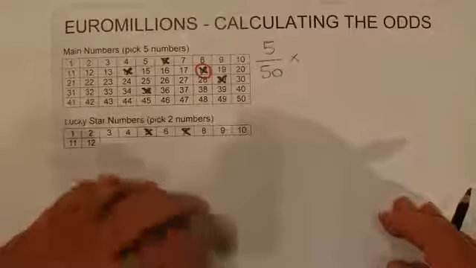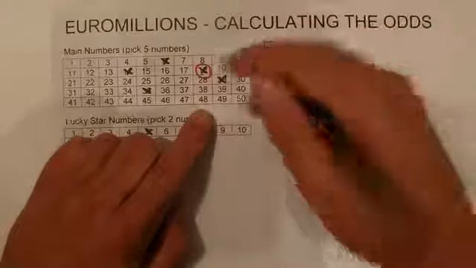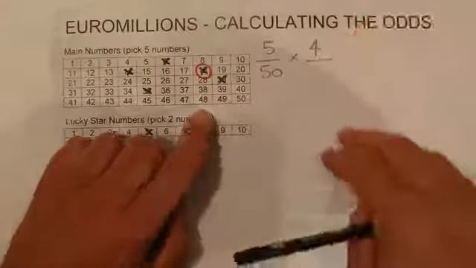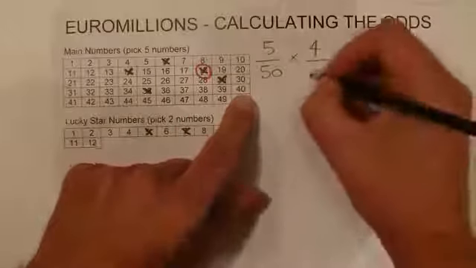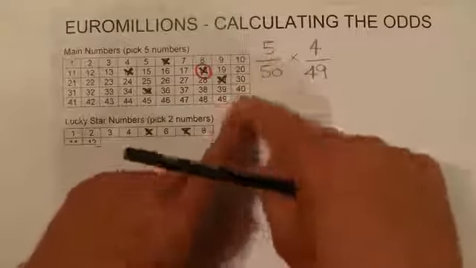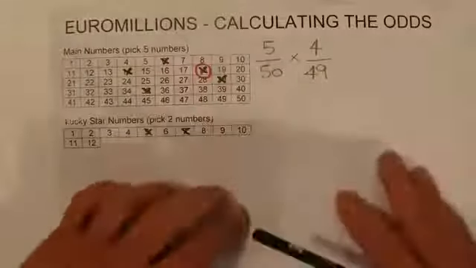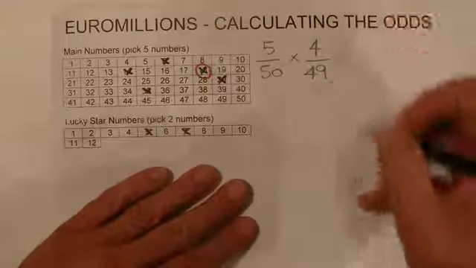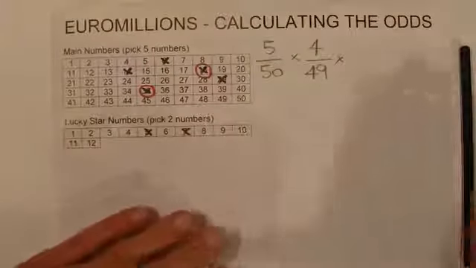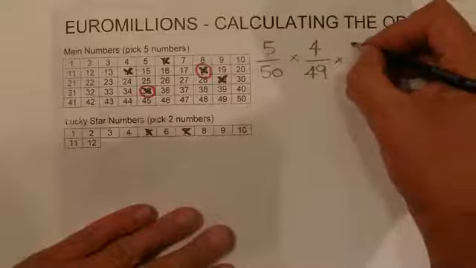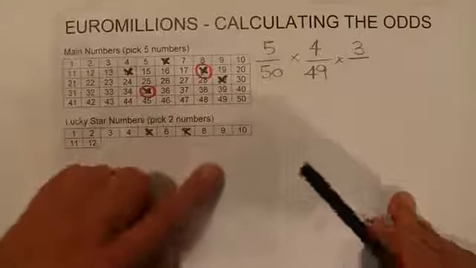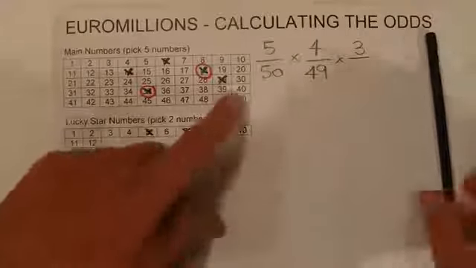Then when the second ball is drawn, you're left with 4 chances. So you've got 4 numbers left, but now there's only 49 balls left in the barrel because one's already come out for the first number. So you've got 4 chances in 49 of matching the second ball, and I'll mark off one of those numbers. Because it doesn't matter what order the balls are drawn, you can mark off any one you like.